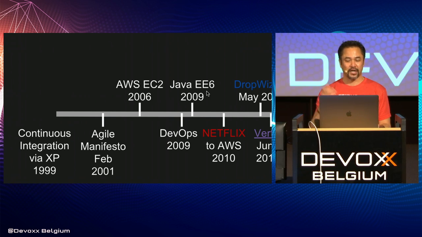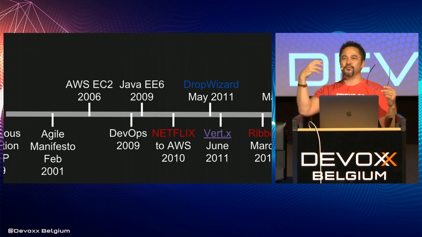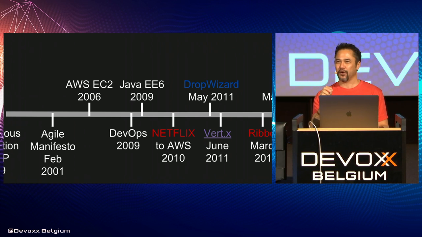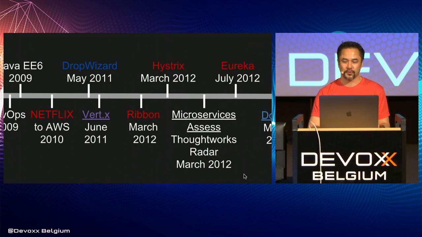Just to put that in perspective, Java EE 6 was born in 2009. The phrase DevOps was born in 2009. What really got interesting, though, was Netflix and Dropwizard and Vert.x. Netflix moves to the cloud and starts thinking about cloud-native architecture. Dropwizard and Vert.x were born in 2011. They showed us this concept of not building big old WARs and EARs, but little tiny fat JARs and running a little tiny application. Netflix, of course, then open sources what they were doing with Hystrix, Eureka, and Ribbon in 2012. And then microservices start showing up on the ThoughtWorks radar in 2012.